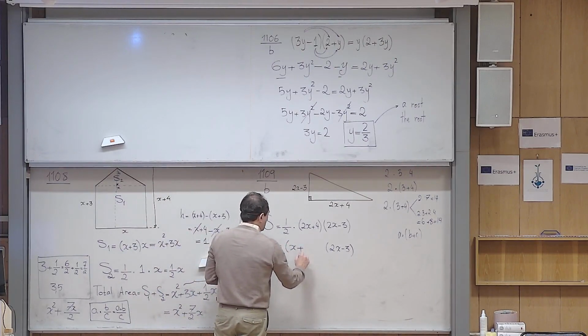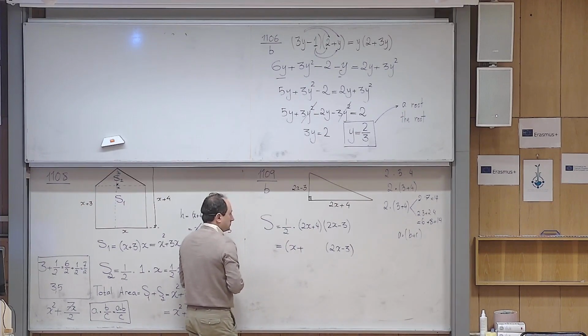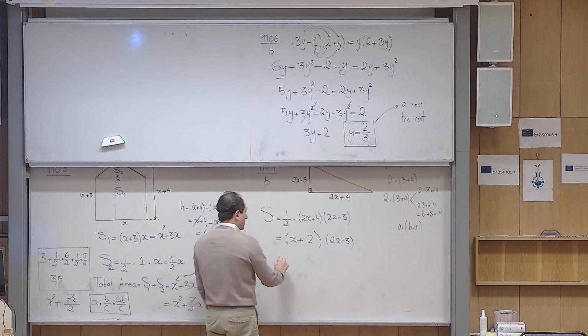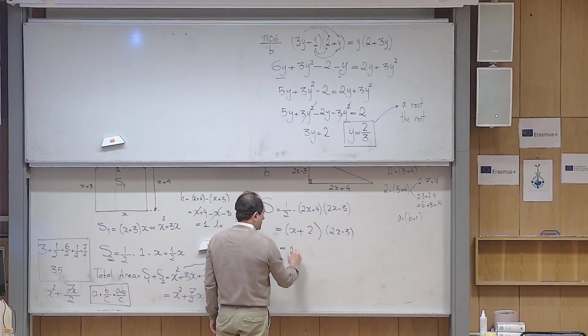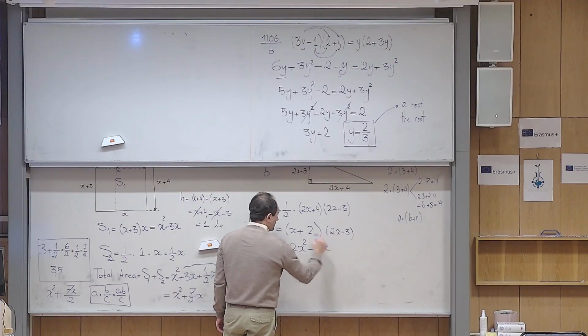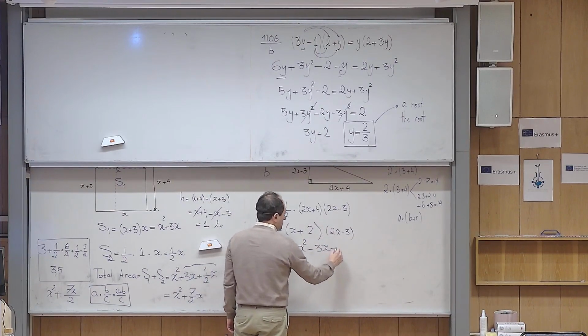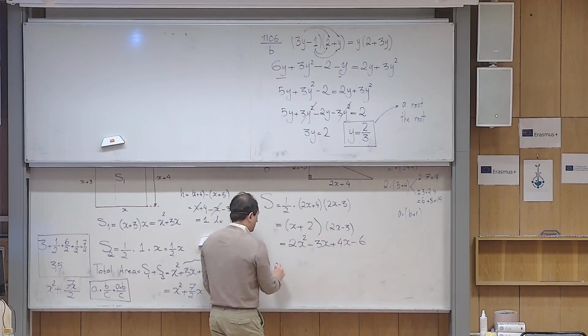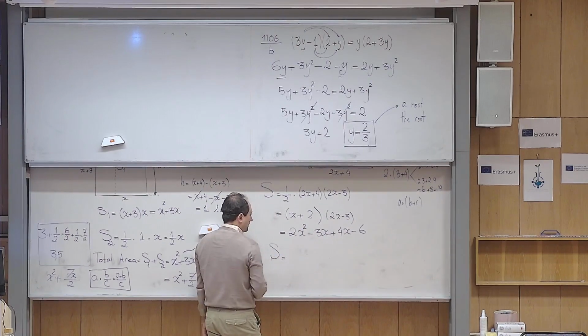And then multiply 1/2 to 4. What's the answer? It's just 2. That's it. But the problem is not finished because I have to multiply again. x times 2x is 2x squared. x times minus 3x. Then 2 times 2x is 4x. 2 times minus 3 is minus 6. And finally, the surface area becomes what?